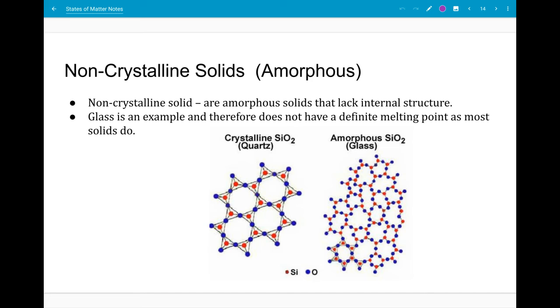Now, non-crystalline solids are known as amorphous. Okay, so they will lack internal structure. Here's quartz or sand, which is silicon dioxide. And then here is our amorphous glass. And you can see how it has some defined structure, but not all. So I want you to start looking at things that are made of glass. And you can tell if something is hand blown because you can see the shape isn't perfect usually.